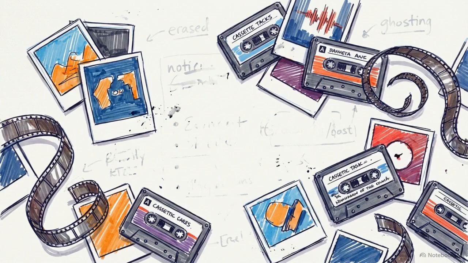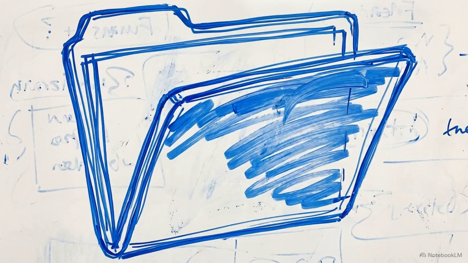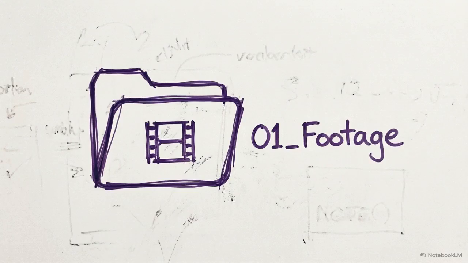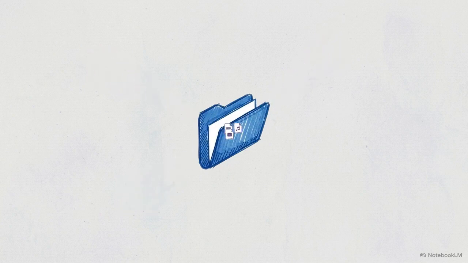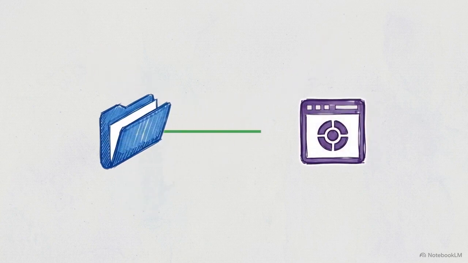Step 1 happens outside of your editing software entirely. Before you import any media, you must create a master folder on your hard drive called the project root. Inside that root folder, you build a strict numerical hierarchy: 01 footage, 02 audio, and 03 assets. This structure prevents attention residue, the cognitive energy lost when rapidly switching context to hunt for files.